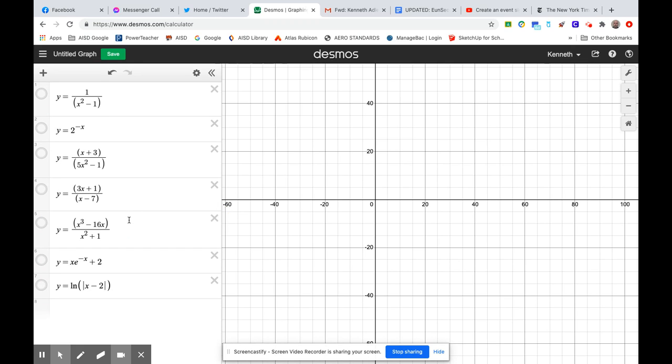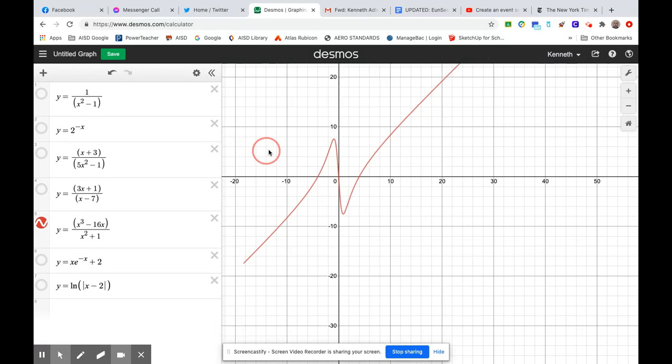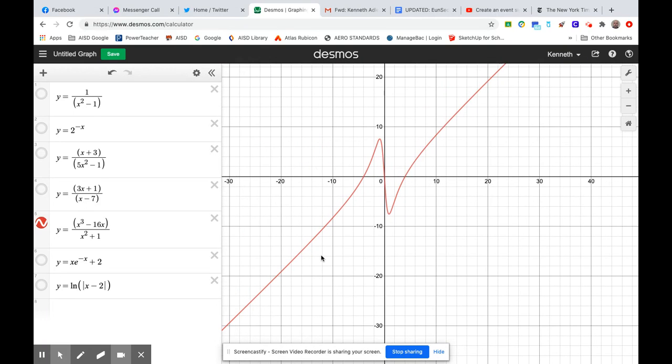Okay, let's go to the first example in the book. The first example in the book is y equals x cubed minus 16x divided by x squared plus 1. Once again, you're not expected to graph this by hand, so don't. Get it on the graphing calculator and see what's going on here. So what's important? If I did a sketch, what are the important points? Well, you know that this is going off to the infinities.